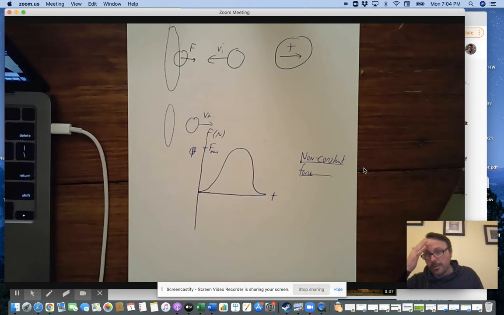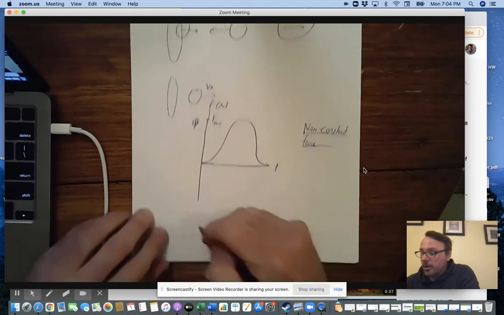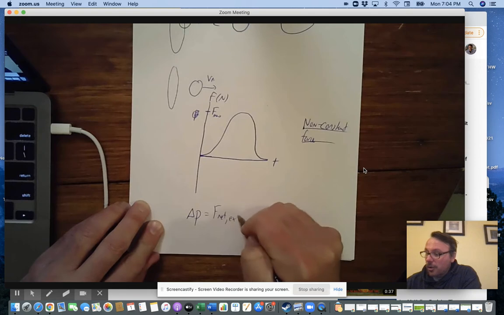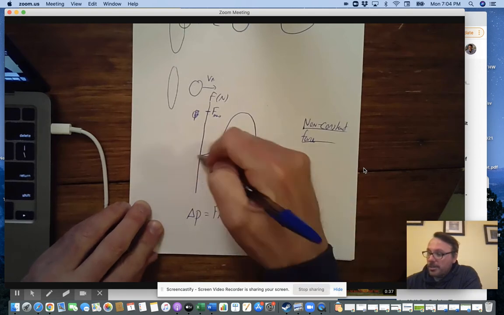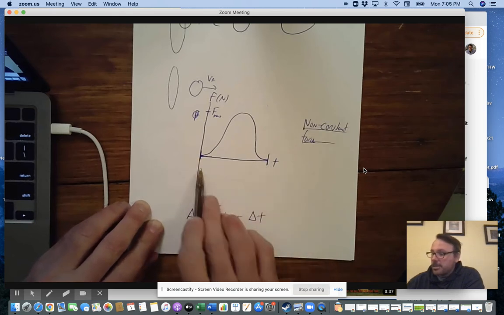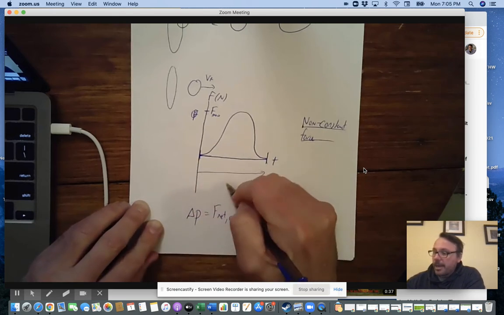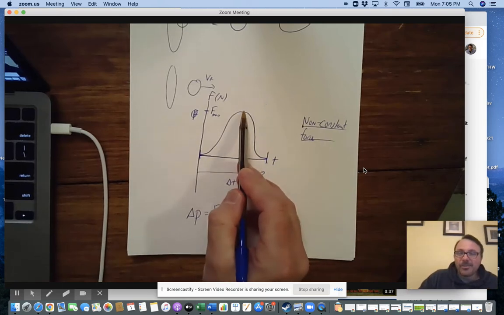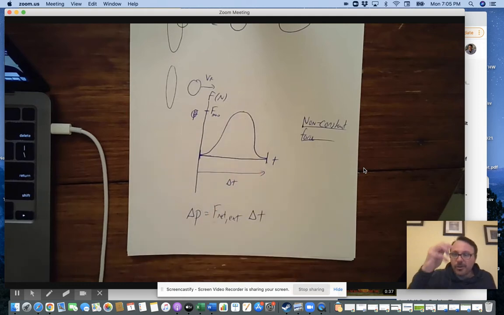So how can we deal with this? Because our equation is delta P equals F net external times delta T. Well, there's my delta T, from the time it begins interacting to the time it ends. So that is my delta T, that amount. But F net external, well, that's not going to be just that max value, because it's only at that max value for an instant.